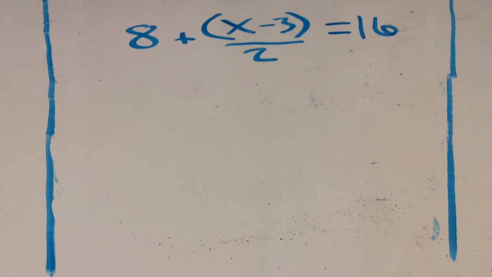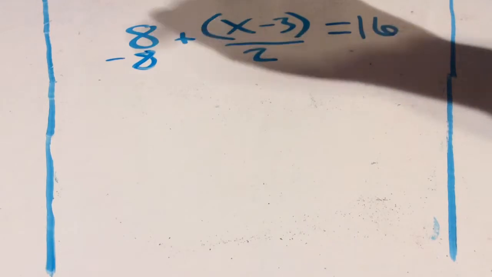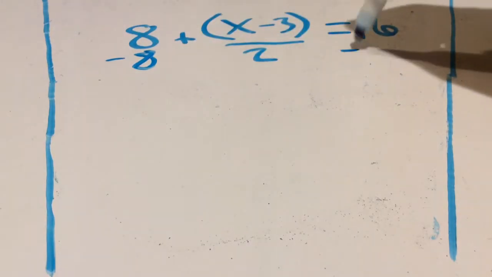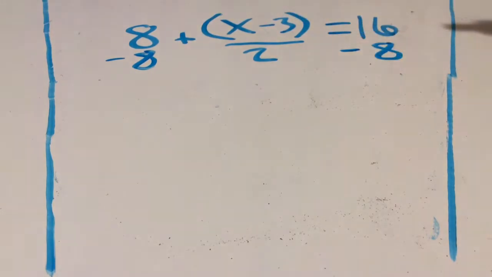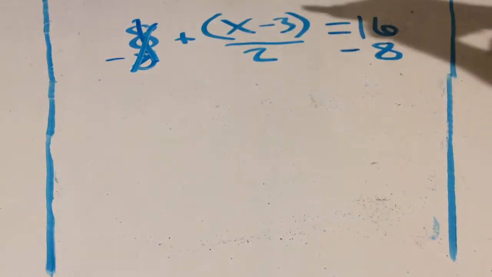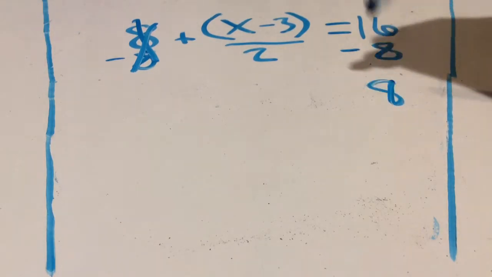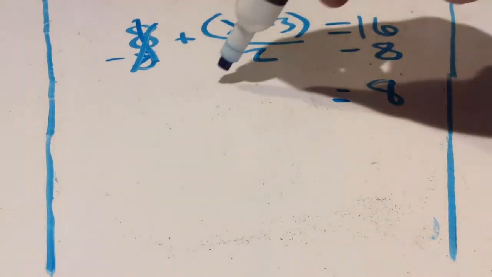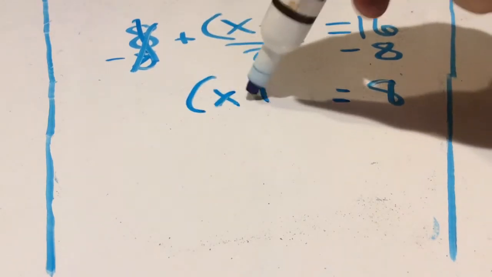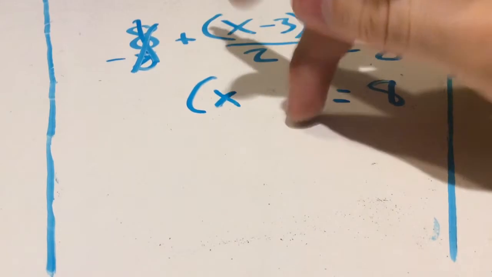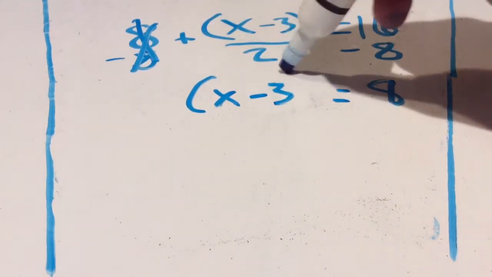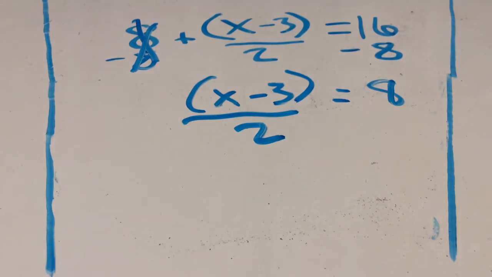First thing that I'm going to choose to deal with is this 8 over here. It's by itself. It seems like it's pretty simple. So we're going to minus 8 from that side, and we're going to minus 8 from this side because we got to keep things equal. So that gets rid of that 8 over there, which is great, 0. And over here, 16 minus 8 is 8. So now our equation looks like x minus, my bad, 3 over 2. Okay, so now we have x minus 3 over 2 equals 8.